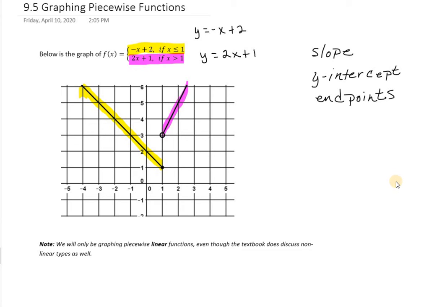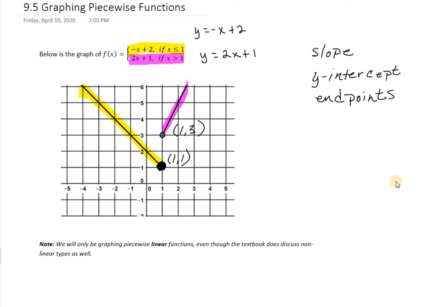Notice on this yellow part of the graph, this point down here at 1 is solid. It's colored in. I don't know if you can really see it that well, but it is a solid dot. So that means that this point (1, 1) is contained in this part of the graph. Up here at the point (1, 3), I have an open circle. So that point is not actually on that pink line, but I can get as close to that point as I want to. And the reason why is because I cannot have this 1 for my x value appearing twice.